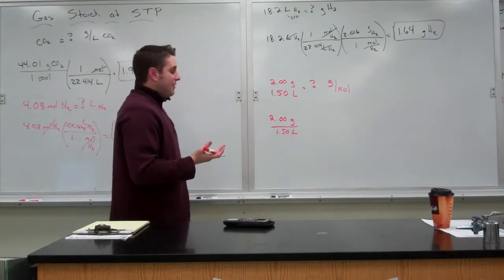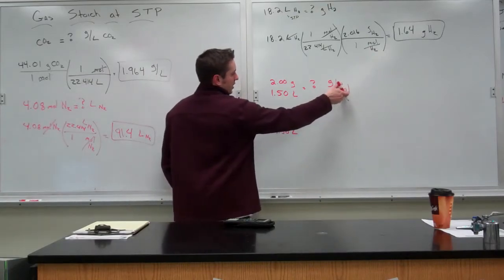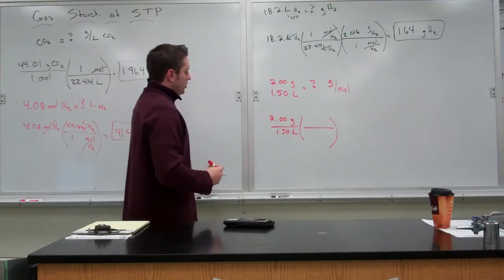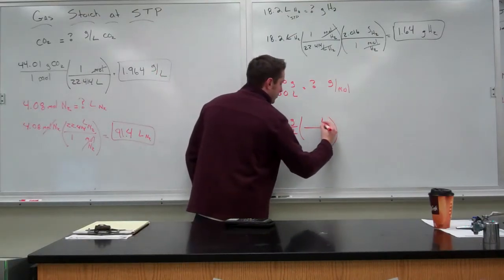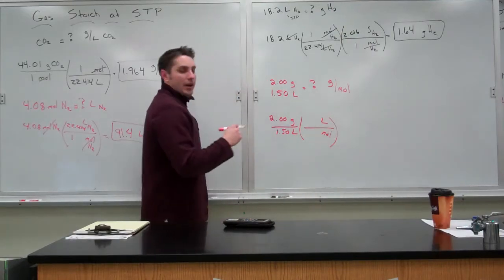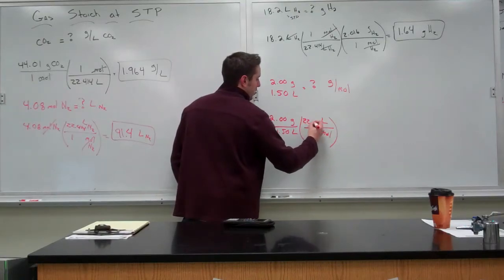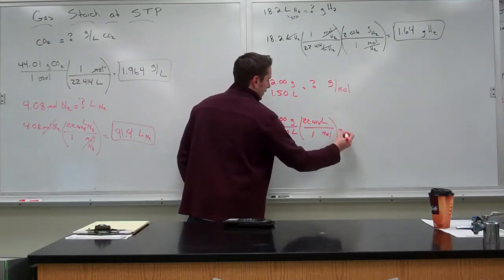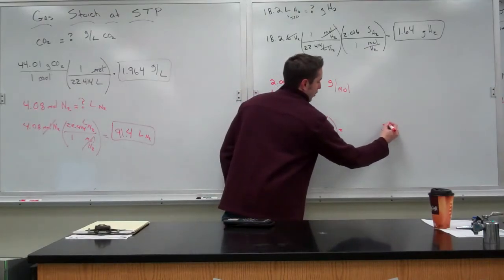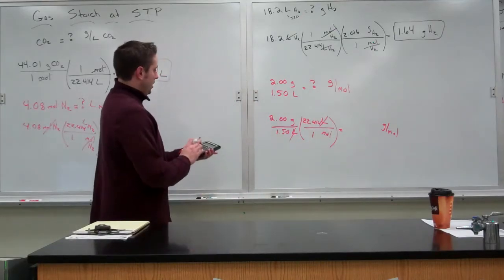Now, the only thing I have to do is change the denominator from liters into moles. To do that, I'll put liters on top so that it cancels. I want moles on the bottom. Do I know a relationship between these? I sure do. 1 mole, 22.414 liters. My liters will cancel. My unit left is grams per mole, which is what I wanted.